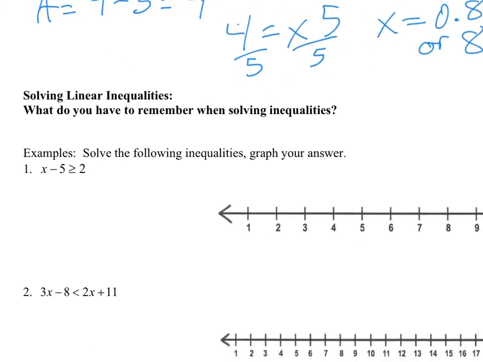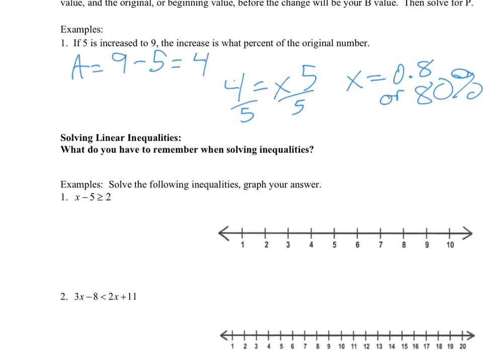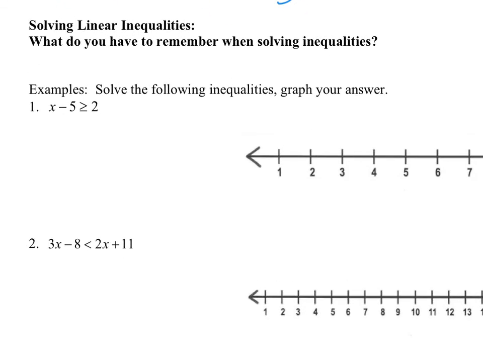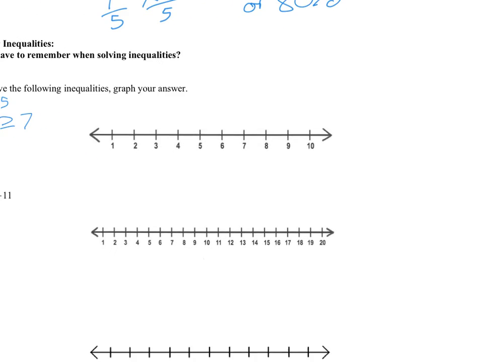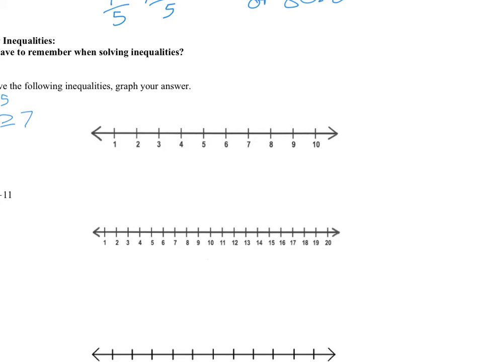Okay. What do you have to remember when solving an inequality? Well, the biggest thing you have to remember is if you multiply or divide by a negative number, you flip the sign. That's crucial. So here, all I'm doing is adding, so that's not going to cause a problem. So x is greater than or equal to 7. So we come over here, we find 7 greater than or equal to, since it's an equal to... That's right, I forgot. They have you do it slightly differently. Okay. So it has to be greater than or equal to, gives you the square bracket.